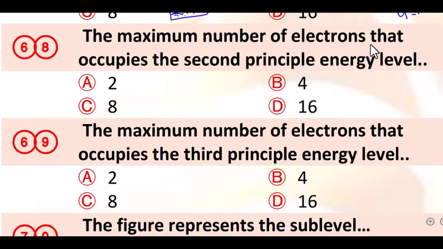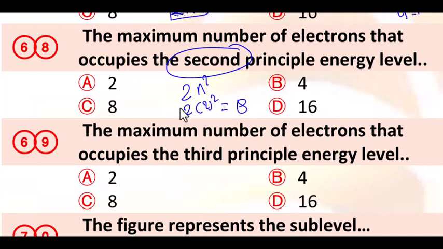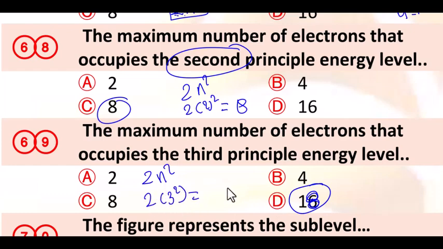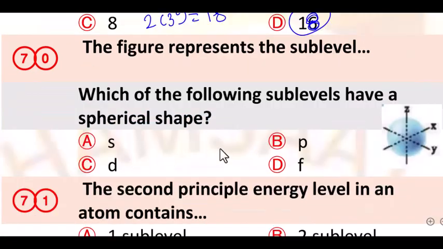The maximum number of electrons that occupy the second level is 2n squared, 2 times 2 squared is 8. The maximum number of electrons that occupy the third principal energy level is 18. The third principal energy level holds 18 electrons: 2n squared, 2 times 3 squared equals 18.